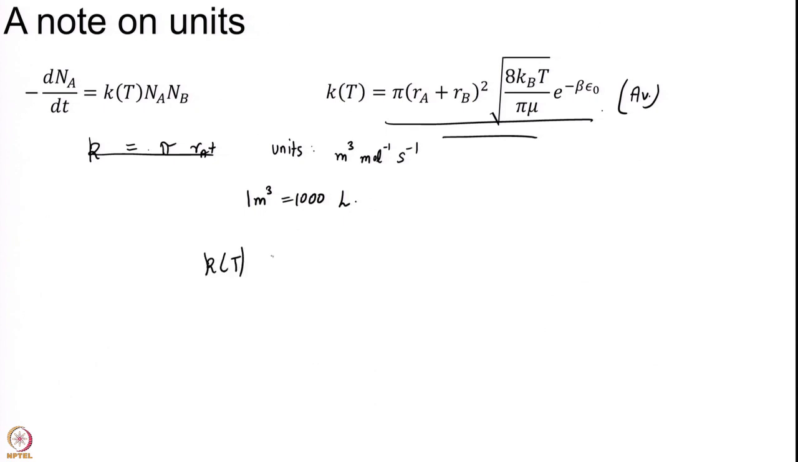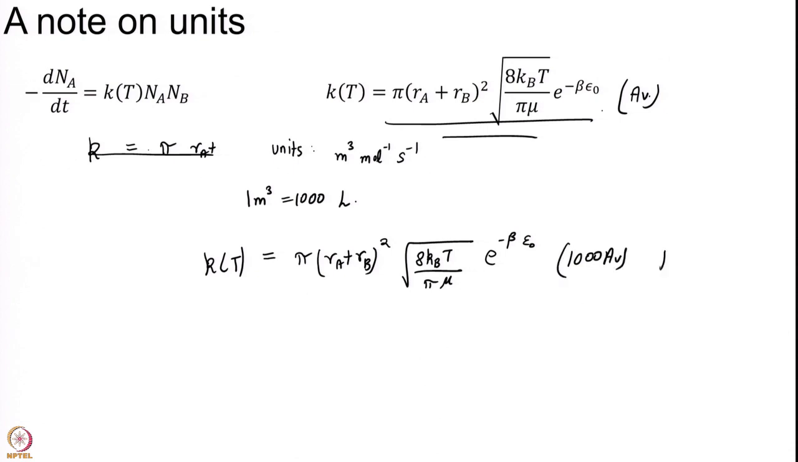So, k of t becomes pi (r_a plus r_b) squared root of 8 k t over pi mu, e to the power of minus beta epsilon naught, into 1000 into Avogadro number, and this will be in liter mole inverse second inverse if this is in meter square, this is in meter per second.